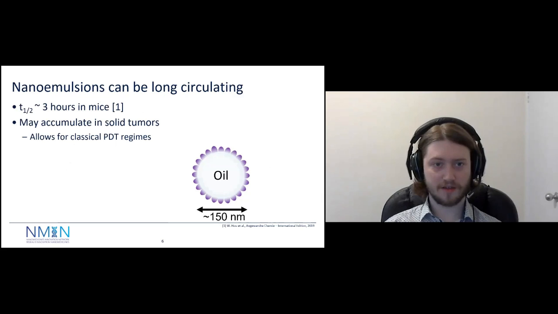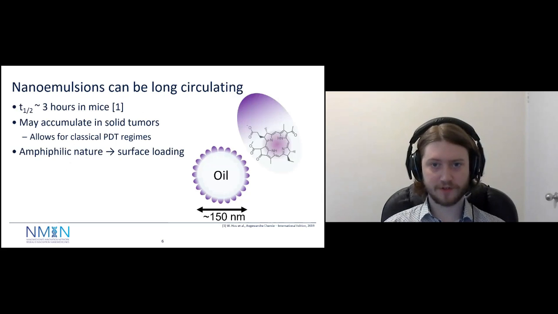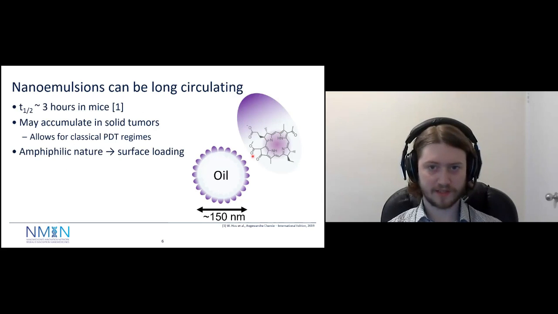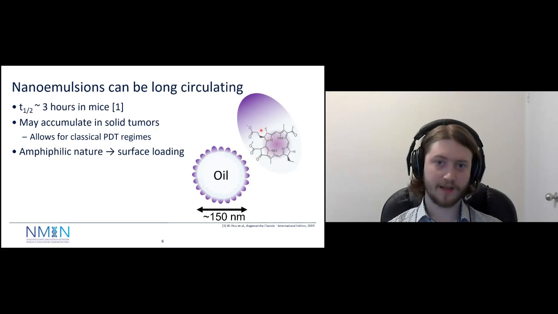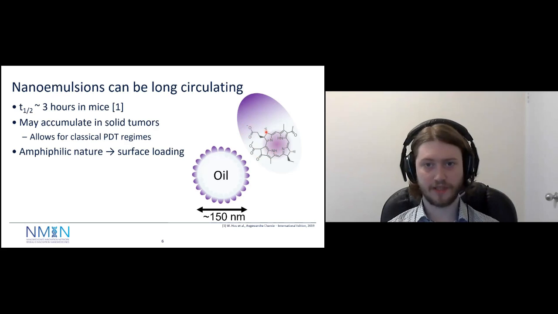Additionally, the oil-water interface allows for surface loading of amphiphilic molecules. And when we consider the structure of Bacteriopheophorbide, we see that it has a large non-polar body here, and then a small polar head group on the edge. So we can expect it to accumulate at the oil-water interface due to its amphiphilicity.